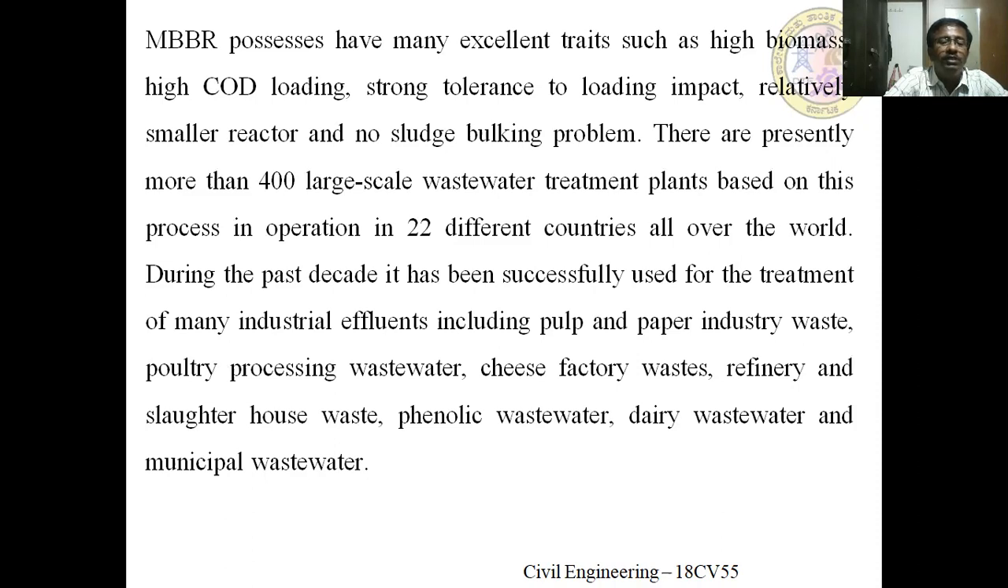So nowadays they prefer the MBBR because it is advanced, easy to operate, easy to extend, and cost effective. During the past decade, it has been successfully used for the treatment of many industrial effluents. Another advantage is that it can be used for industrial wastewater, including pulp and paper industry waste, poultry processing waste, cheese factory waste, refinery and slaughterhouse waste, phenolic wastewater, dairy wastewater, and municipal wastewater.